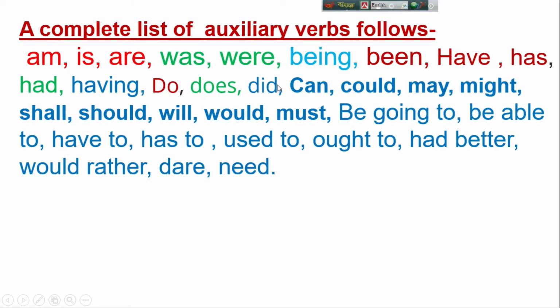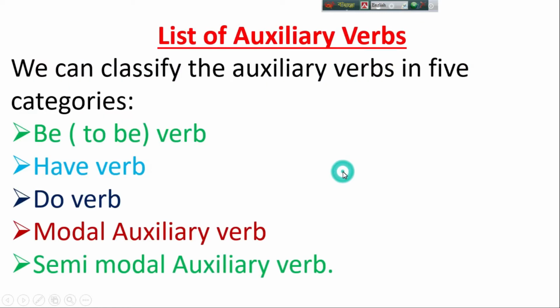Let's know the categories of this auxiliary verb. We can classify the auxiliary verbs in 5 categories. For example, be or to be verbs, have verb, do verb, modal auxiliary verb, semi-modal auxiliary verbs. These are the categories of the auxiliary verbs. Let's know details in each category.